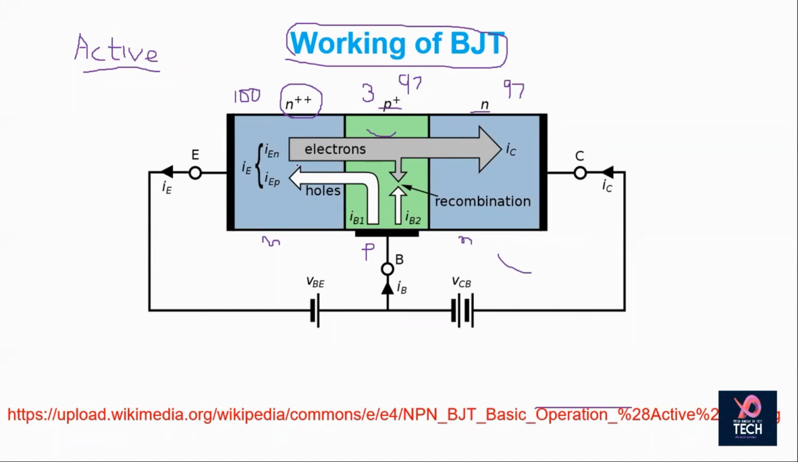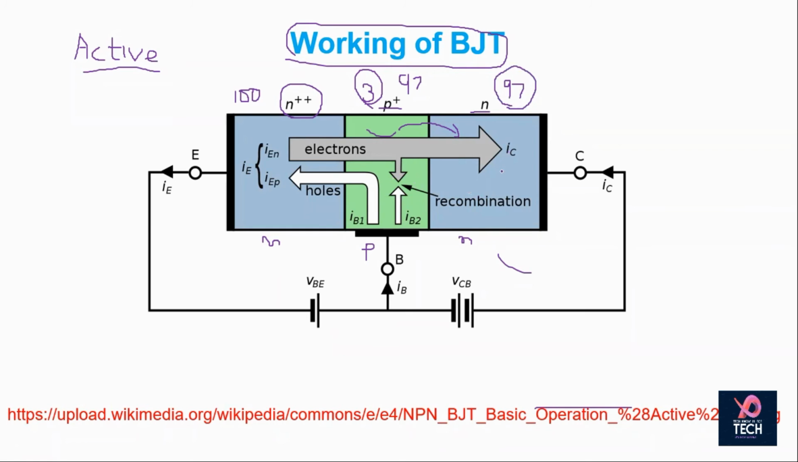So what happens? Whatever electrons have been pushed into the base, some of them have recombined in the base. Under the influence of this positive potential at the collector, all the rest will be attracted towards the collector. So whatever you have emitted from the emitter, some of them have recombined at the base, and most of them have reached the collector.